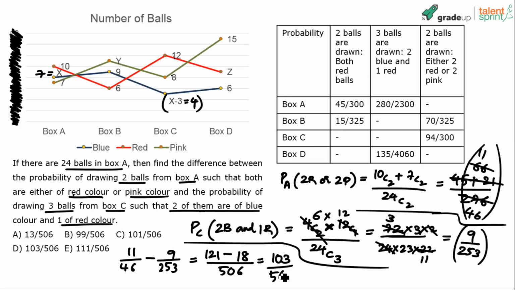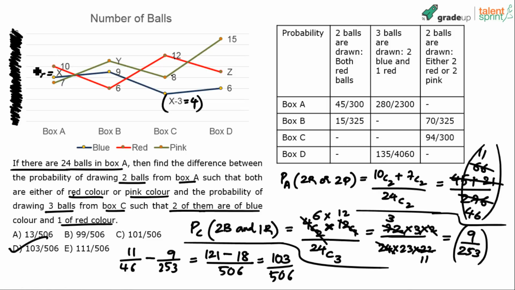Divided by 506. That's your answer. 103 by 506, which is option D. Remember again, the contradictory part here is, while he has mentioned the number of balls in box A is 24, if you go by the probabilities, it may not come out to be 24, it will come out to be 25.